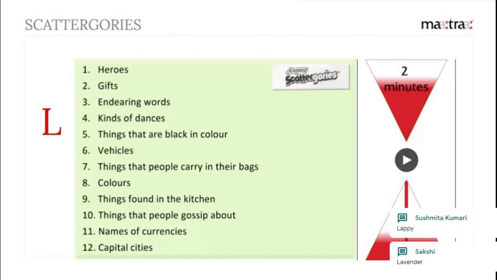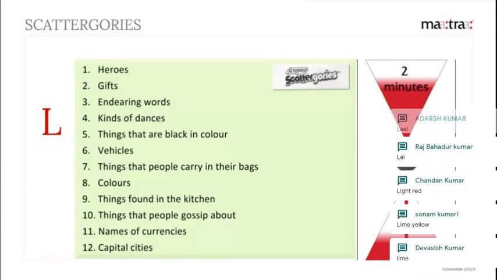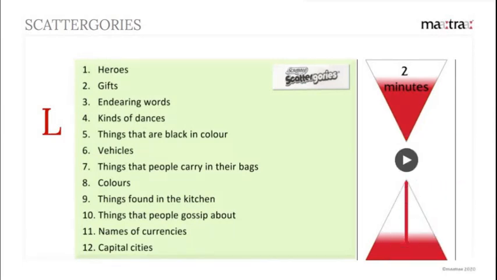All right. Next thing, colors. Colors with the letter L. Lavender, lal. Light green, lime. Light red, lime yellow. I'm surprised that you guys are not doing light blue, light green, light pink, light yellow, all light just because it starts with the letter L. You are such good children. Someone says light blue. Very nice.